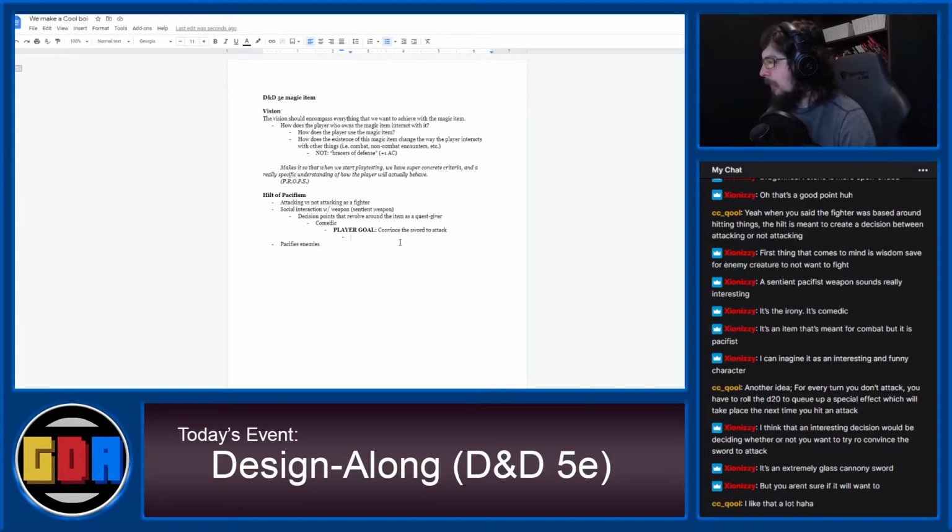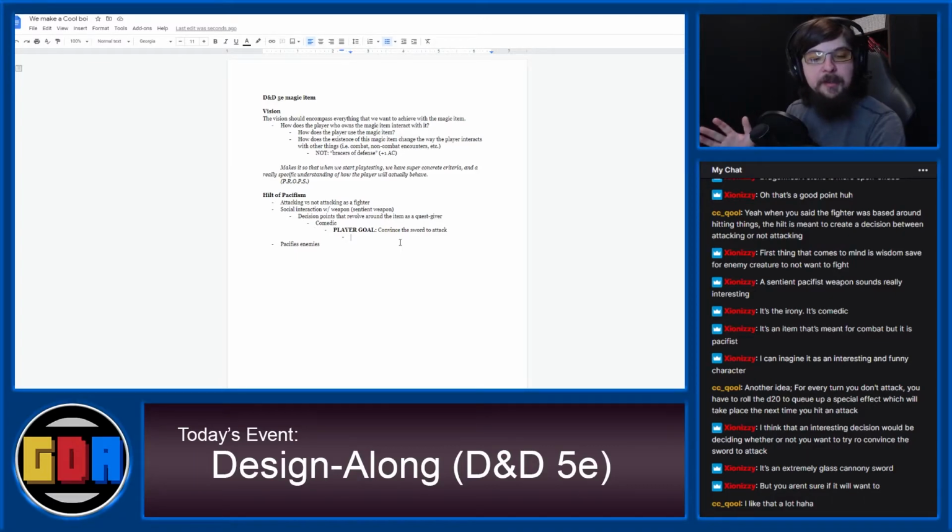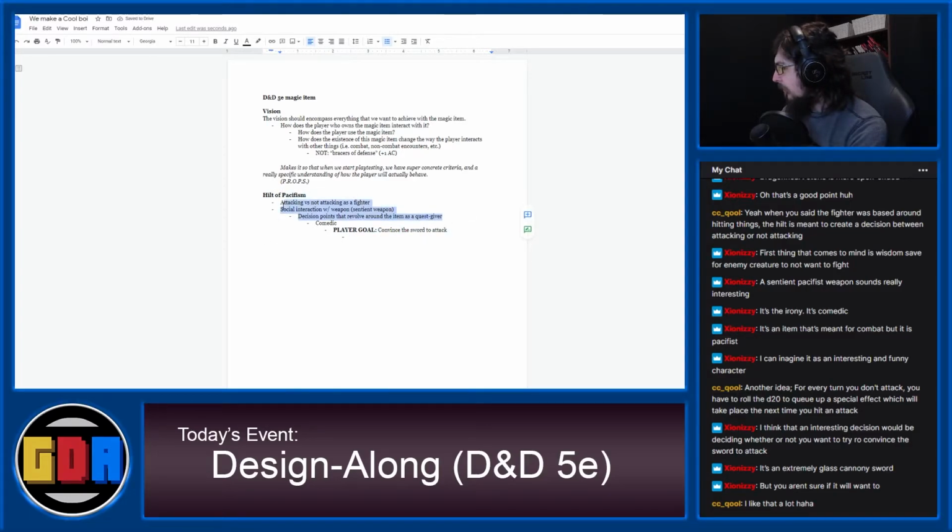Okay, so the goal is to convince the sword to attack. That's a reasonably clear goal. Now we need to break it down a little bit further, and we're actually going to delete everything else. We're going to try to turn this into a core tension. And the way that we turn this into a core tension is this.